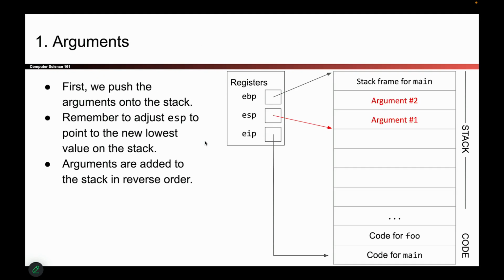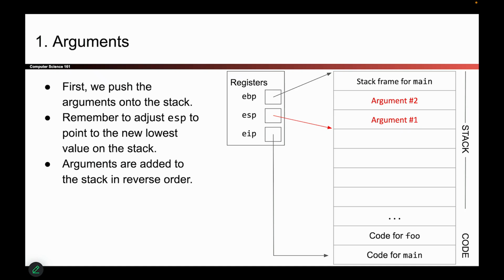OK, so here's what we're going to do. I'm going to walk you through what it looks like when main calls foo. And it's 6 steps. So the first step, we are going to push arguments onto the stack. So say main has some arguments that it wants to give to foo. It has to pass those arguments to foo somehow.